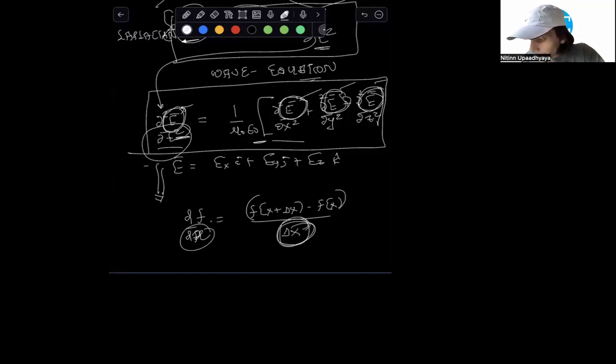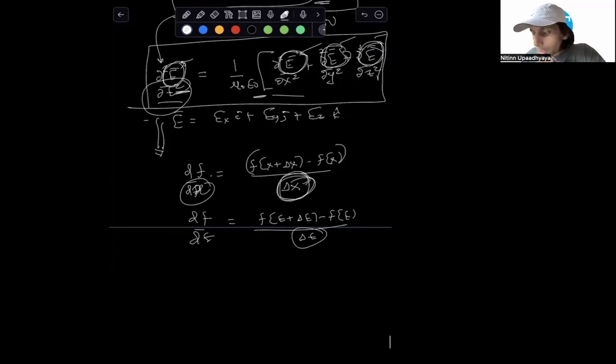If I have time, say if I'm taking the derivative with respect to time, then we'll have something like f(t + Δt) minus f(t), divided by Δt. So the denominator will have dimensions of time. If I were to take two derivatives, the denominator will have dimensions of time squared.